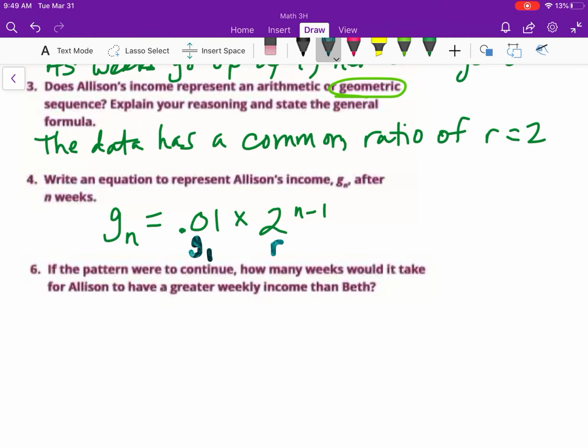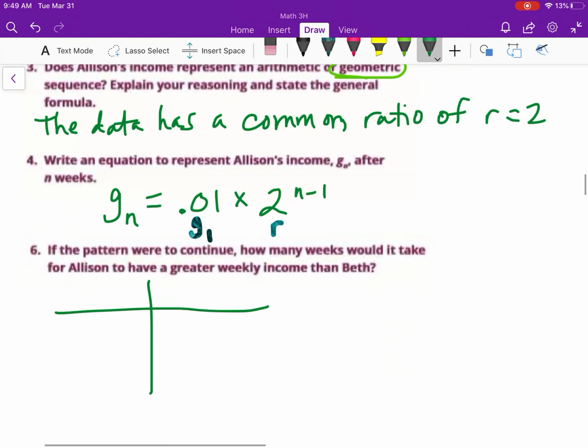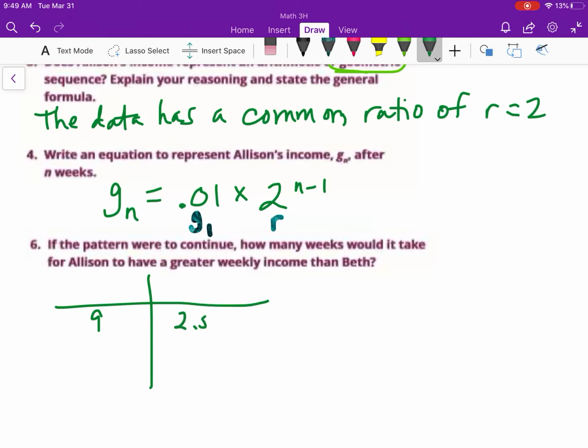So if you look, if we kind of almost just extend the table, how far did it go? Was that 8? So 9 was double $1.28, 256. 10 was 512. 11 is 1024. 12 is 2048. Look at that. I mean, in 12 weeks, she's actually got double of what Beth has.